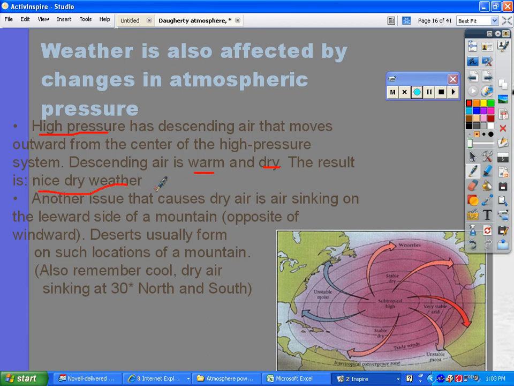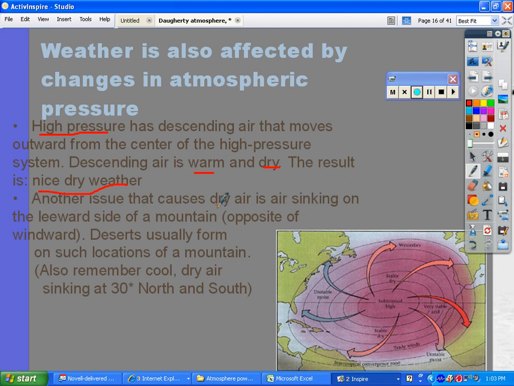So if you hear a high pressure system's coming in, that means there's probably no clouds in the sky. It's very, very dry. There's no precipitation. And then I wanted to touch on a couple other issues that can cause dry air as well.